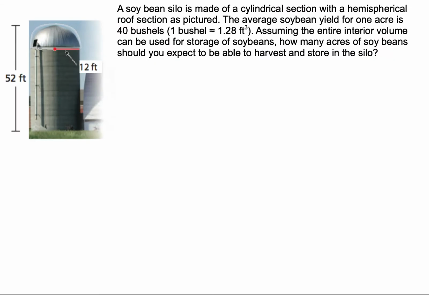Okay, next we're going to look at a multi-step problem. A soybean silo is made of a cylindrical section with a hemispherical roof section as pictured. By the way, a hemisphere is half of a sphere. We live in the northern hemisphere of the Earth. Hemisphere is half of a sphere. The average soybean yield for 1 acre is 40 bushels. 1 bushel is about 1.28 cubic feet. Assume the entire interior volume can be used for storage of soybeans.